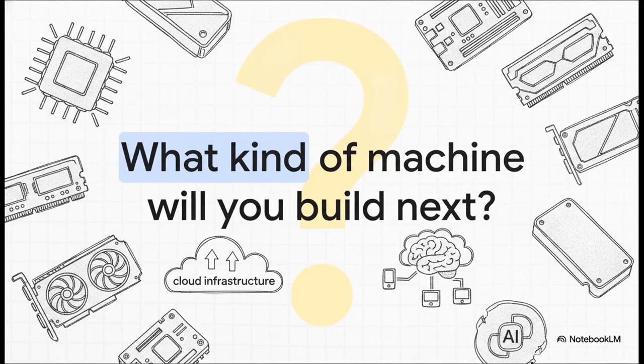So we've explored the components, the architecture, and the incredible ecosystem that makes up a modern PC. Hardware isn't just a collection of random parts. It's the foundational stepping stone to the future of AI, cloud infrastructure, and edge computing. Literally every career in tech benefits from understanding this architectural blueprint. So I'll leave you with this. Knowing how this incredible ecosystem works, what kind of machine will you build next?